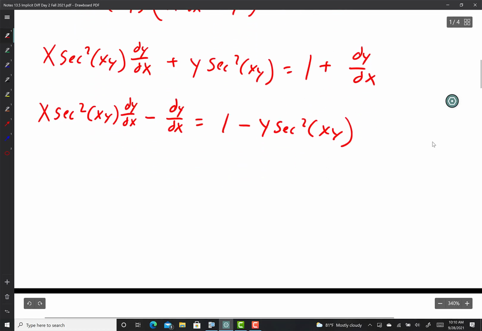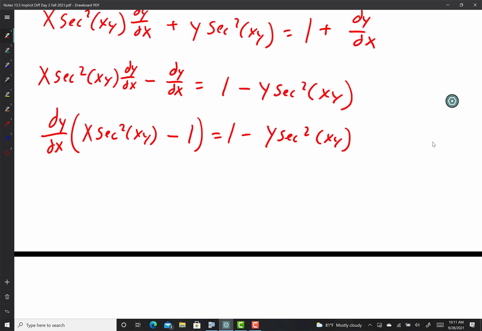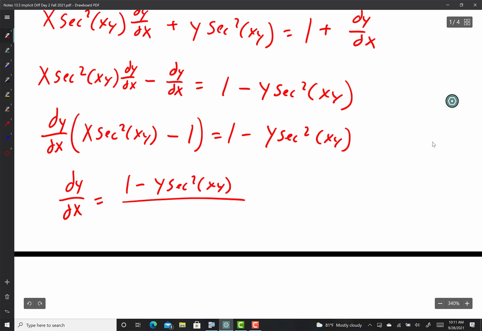All right, now I'm going to factor out what? Dy dx. So here's me factoring out a dy dx. X secant squared xy minus 1. Don't forget that. A lot of times you guys mess up with that one right there. Equals 1 minus y secant squared xy. And now all I've got to do to get the dy dx by itself is divide. Dy dx equals 1 minus y secant squared xy divided by x secant squared xy minus 1.